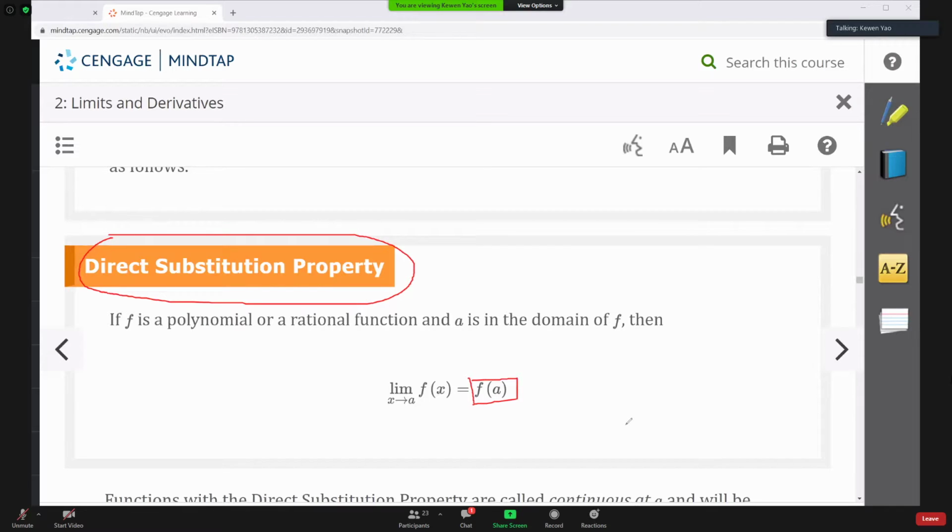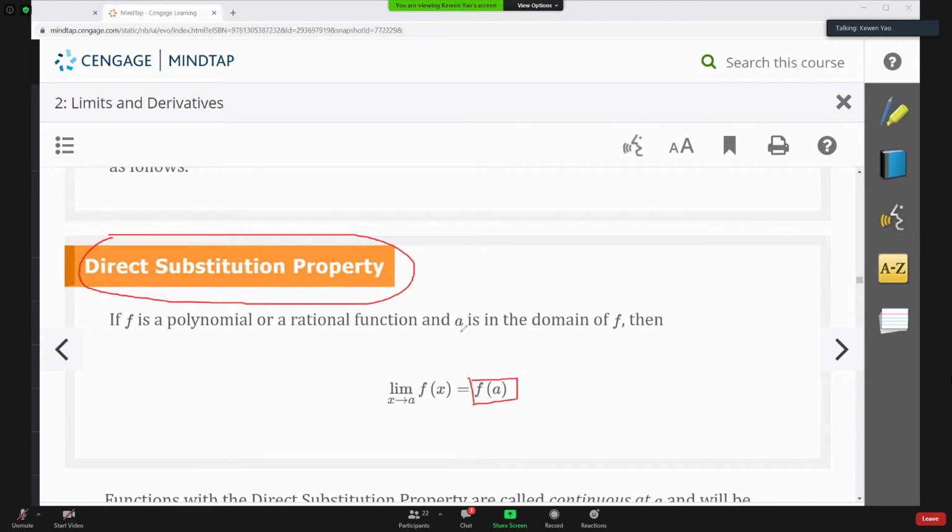So you can find the limit right away, without going through these steps, unless the problem asks you to write down all the steps. But in the future, you can use the direct substitution property to find the limit in a few seconds. That's the meaning of this. Okay, so let's look at this direct substitution property once again.